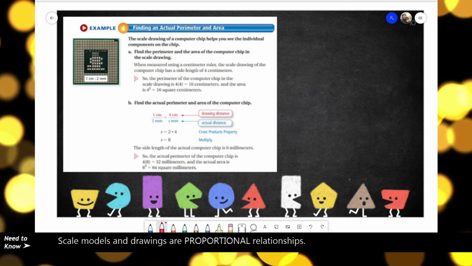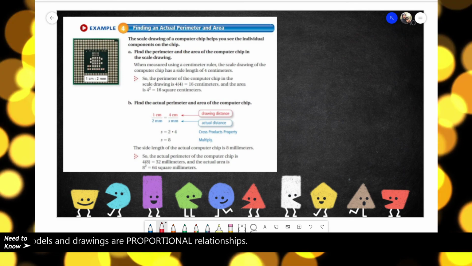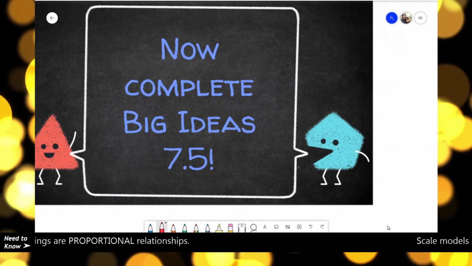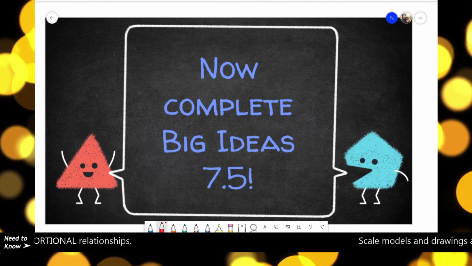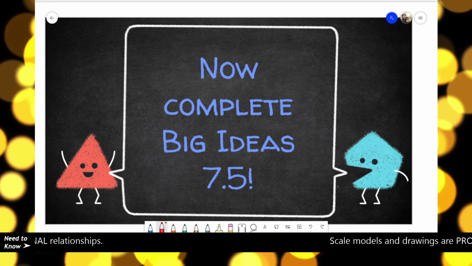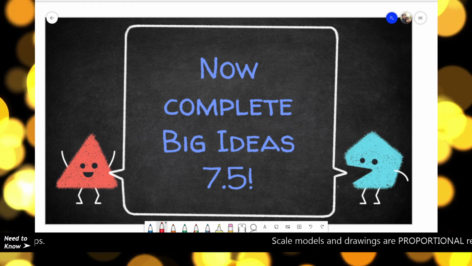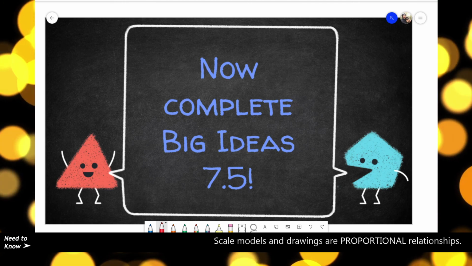Okay, the last problem in the notes, we're going to save this one for Friday because this one's a little bit more complex. So what you're going to do now, if you finished all the problems in the notes, you're going to log into Big Ideas and you're going to complete 7.5. If there are any problems you get stuck on, that's fine. Just skip over them and we'll tackle them on Friday when we are back together in class.